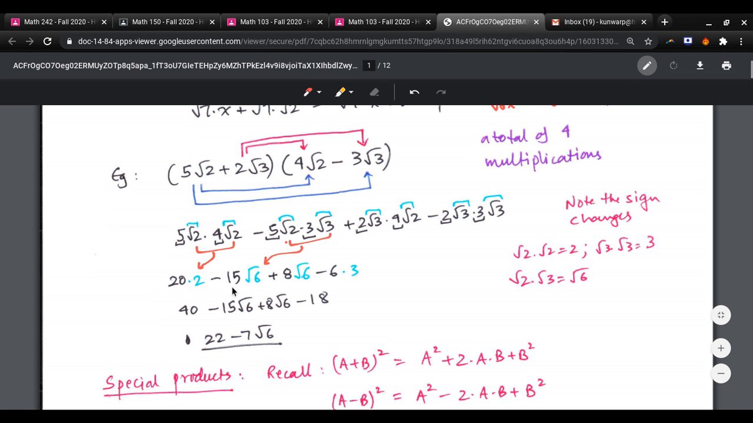And then you can combine the like terms. For example, these are the like terms, which become negative 7 root 6, and 40 minus 18 becomes 22.